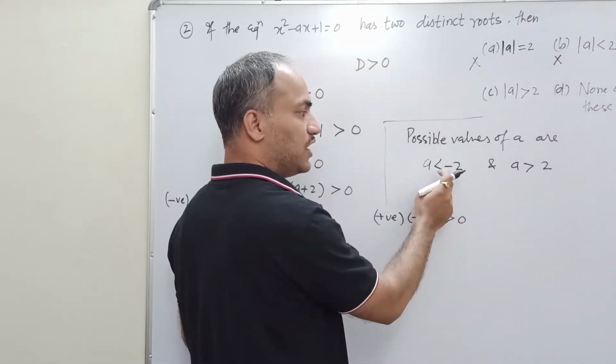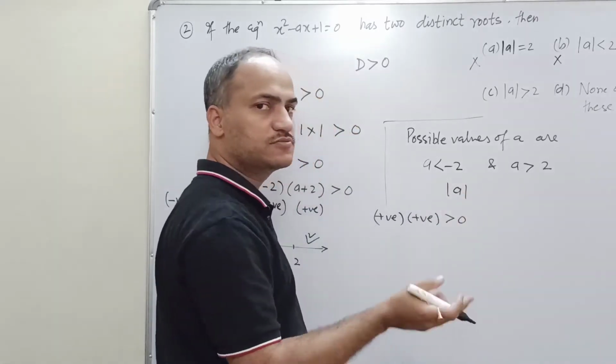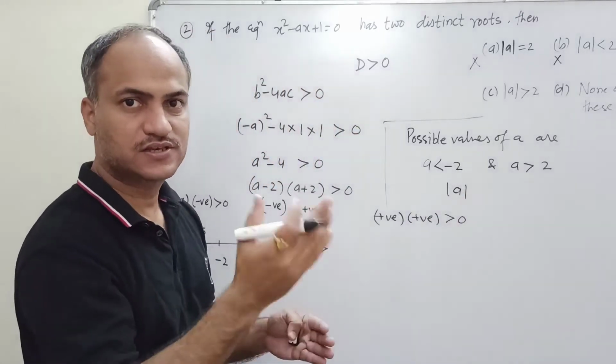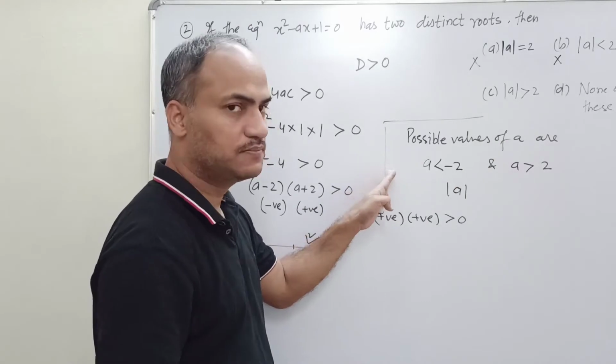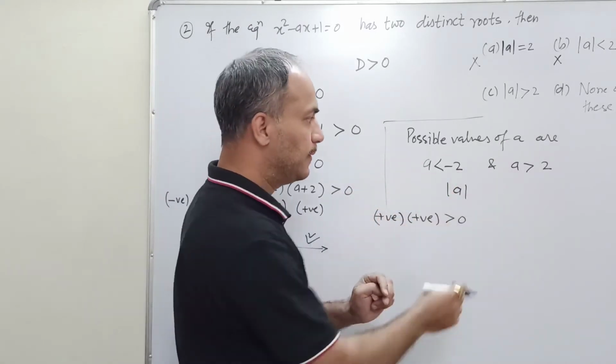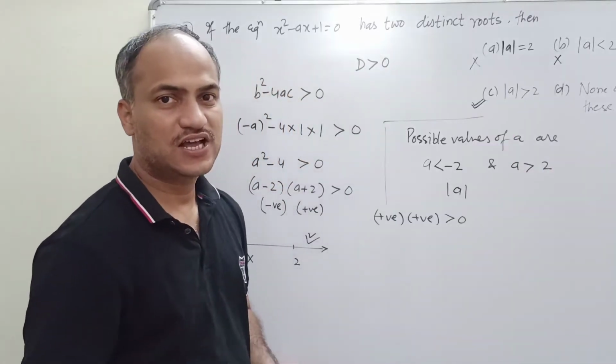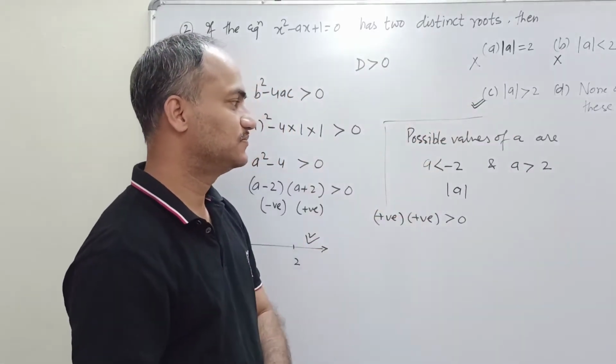Now for any such value, when we take the modulus, what is it? Suppose minus 5 is there. Modulus of minus 5 is plus 5. Modulus of minus 6 is plus 6. So for any such value, modulus is always greater than 2. Here also modulus is always greater than 2. So we see that option C is correct.